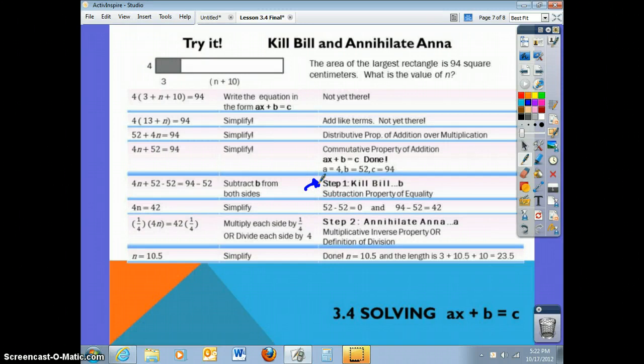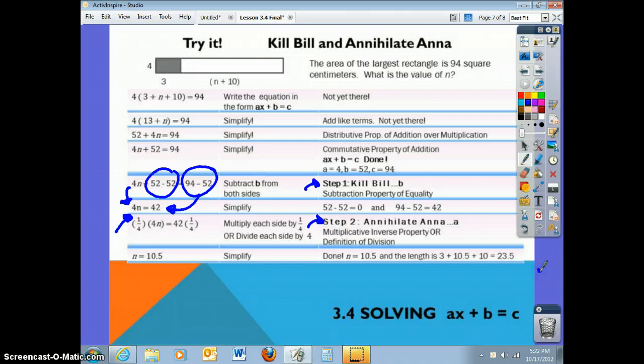Kill Bill. B is 52. So we need to subtract 52 from both sides. When we subtract 52 from both sides, the only thing we're left with on the left is 4n, and what we're left with on the right is 42. Then we have to annihilate Anna. To get rid of Anna, Anna is 4, A, not really Anna. A is 4. We've got to get rid of that.